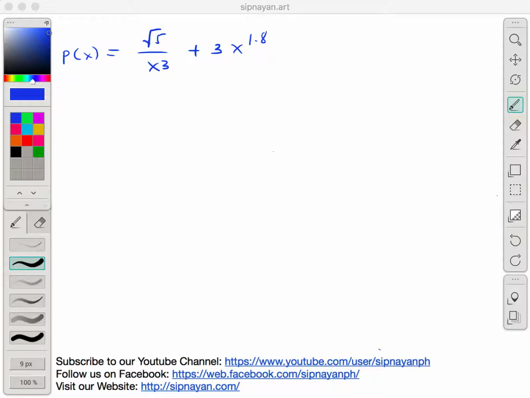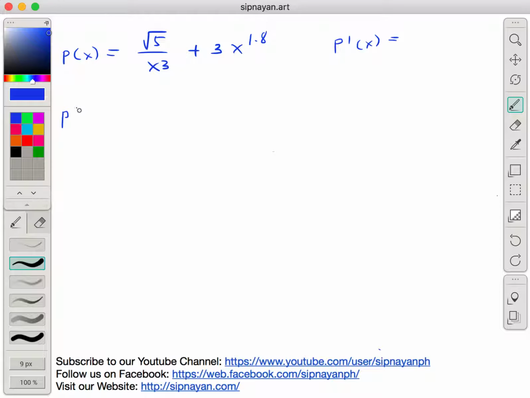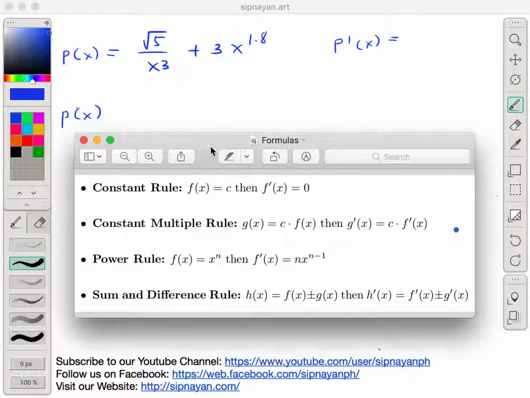So here we have p of x equals square root of 5 over x cubed plus 3x to the 1.8. Gagawin natin is kukunin natin yung derivative nito, no? So we need p prime of x. So p prime of x is p of x muna. I-simplify muna natin siya, no? Para mag-fit siya dito sa mga formulas natin.